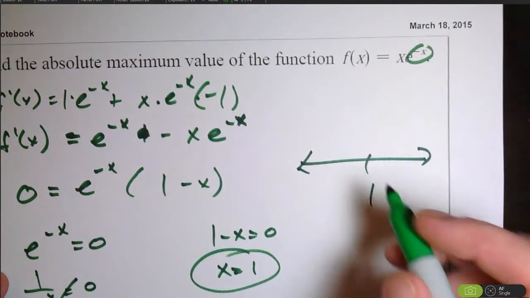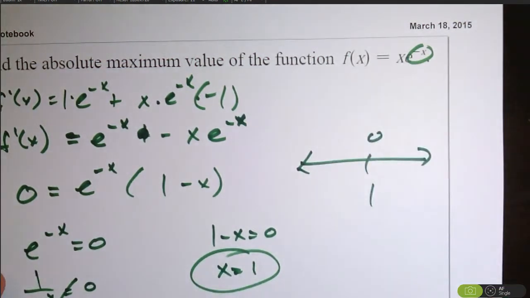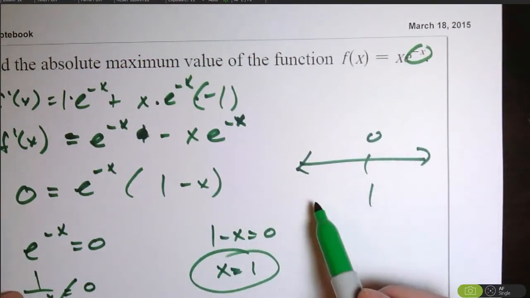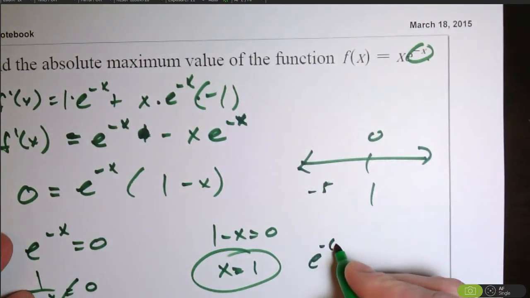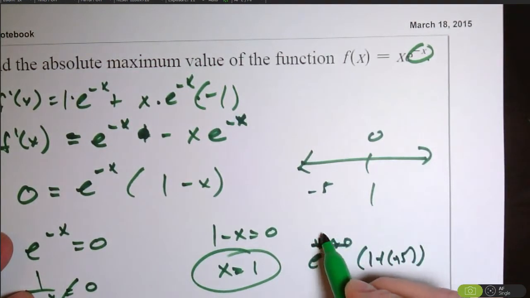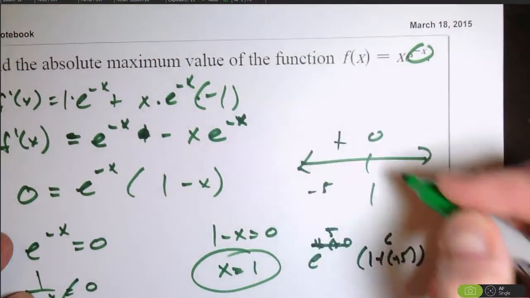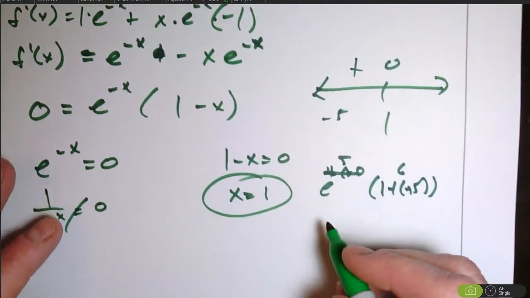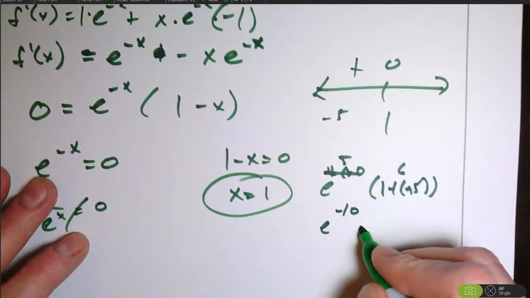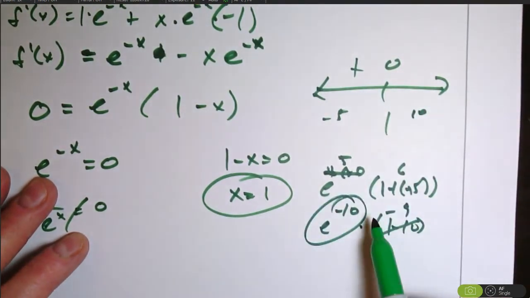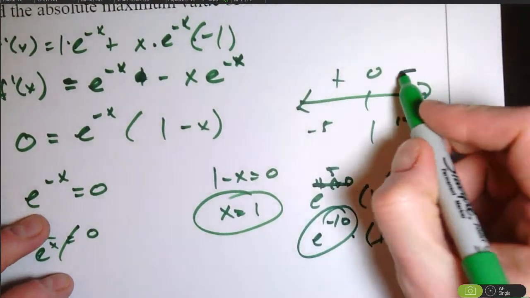We'll do 1 for our number to check for max, we get 0. If I plug a number less than 1 in, like say negative 5, that's going to be e to the opposite of negative 5, which is really positive. And then it'll be 1 minus negative 5, which is really plus. So I'm going to have e to the 5th power times 6. That's positive. If I plug in a number bigger than 1, like let's say 10, that'd be e to the negative 10th times 1 minus 10, which is negative 9. So this number is still positive, it's just 1 over e to the 10th, but times the negative 9, it's a negative.